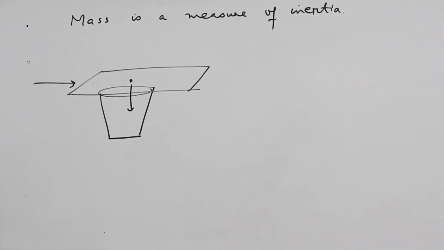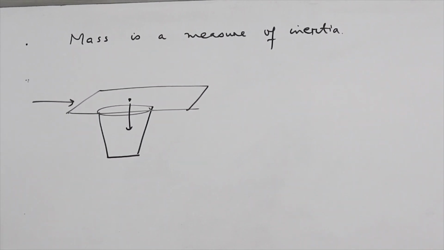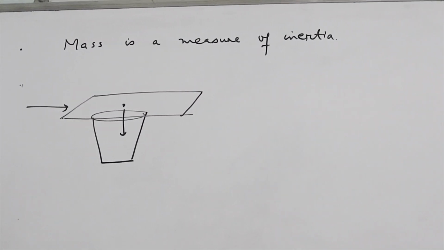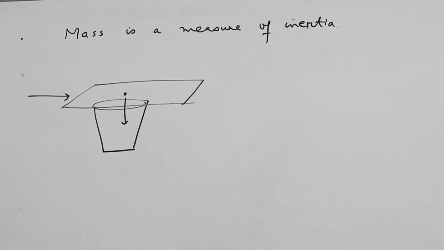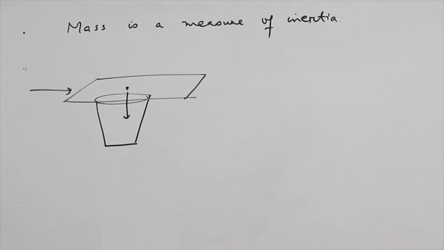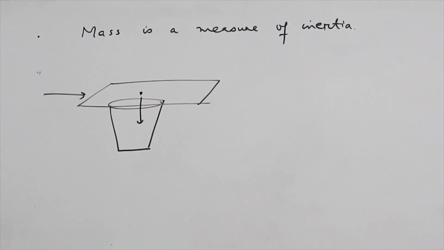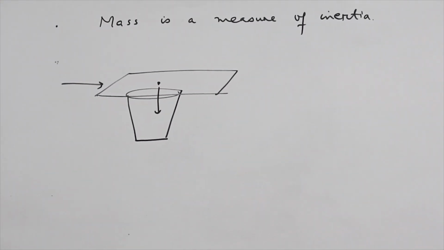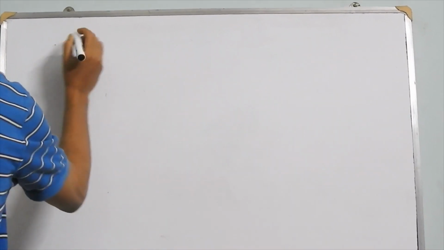So there are so many examples that we come across in our daily life that demonstrate why mass is a measure of inertia, what is inertia of rest, what is inertia of motion, and what is the role of force in order to stop a body or in order to produce motion in a body. Now we discuss momentum.